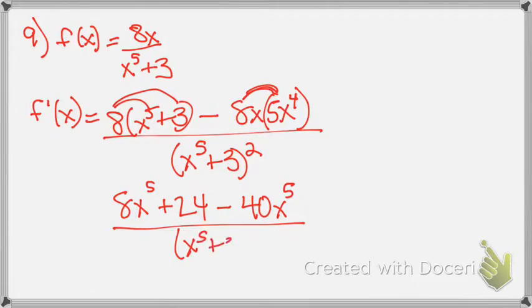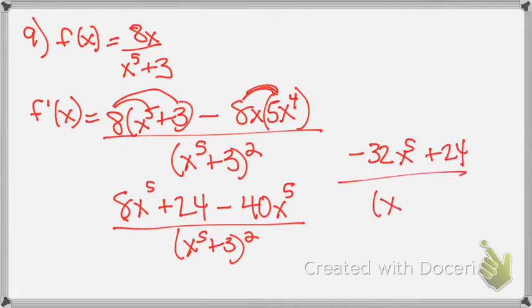And now I think I have like terms. 8 x to the 5th minus 40 x to the 5th would be a negative 32 x to the 5th. And that should be it. So that's my derivative.